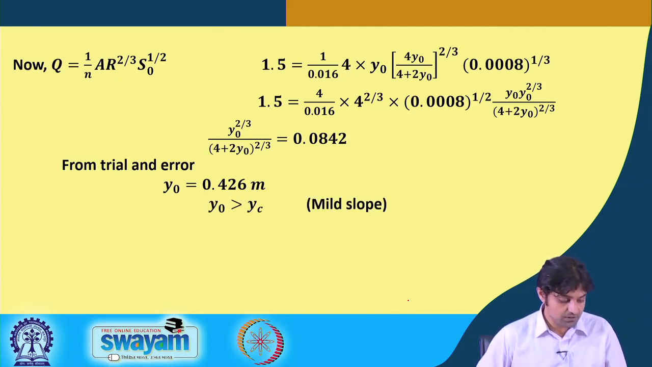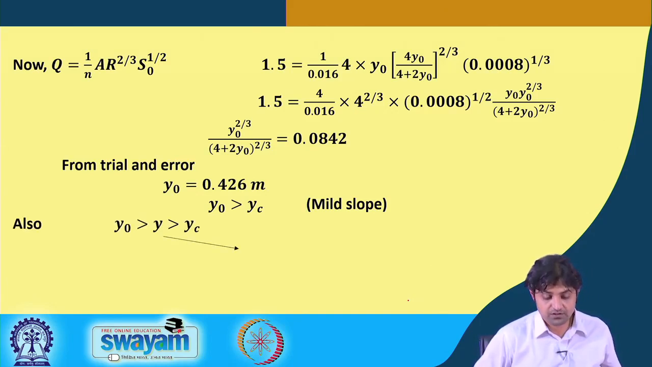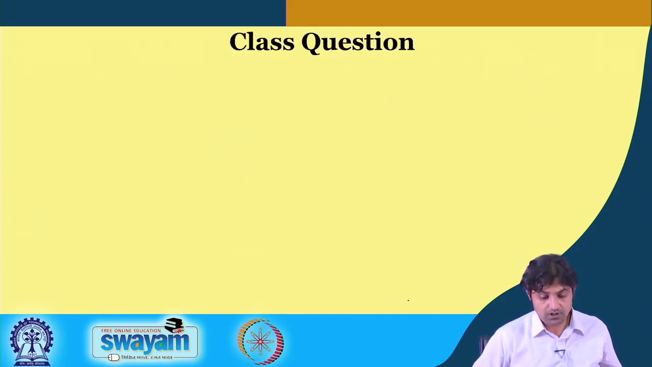Since Y naught is greater than Yc, it is a mild slope, and Y is greater than Y naught, so it is called an M2 curve.